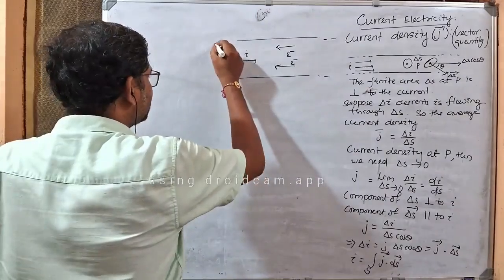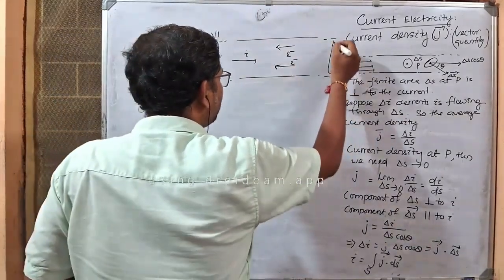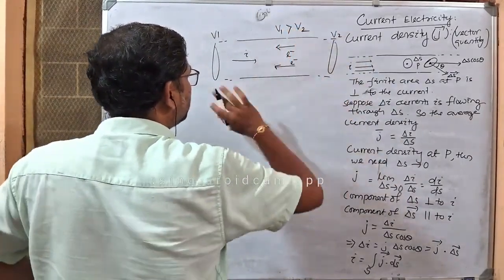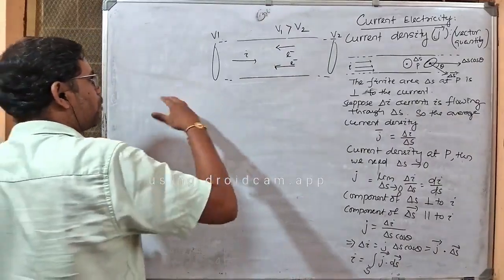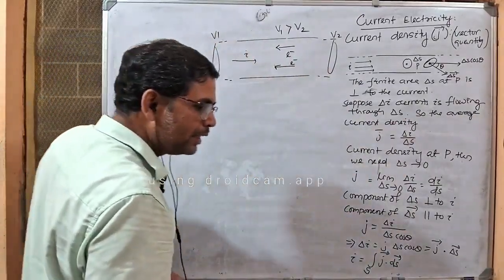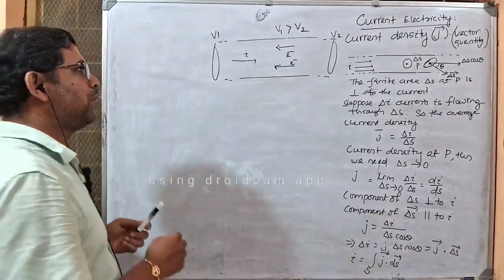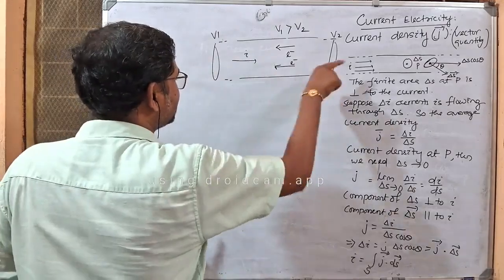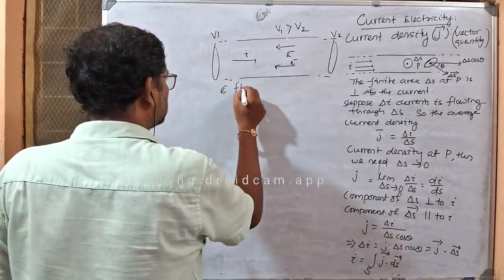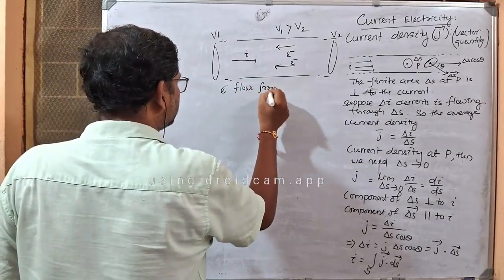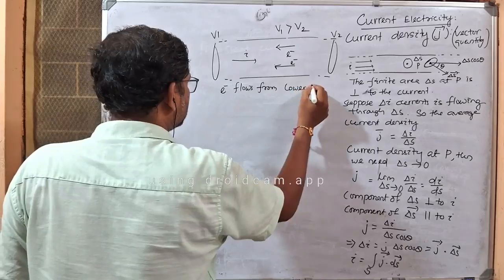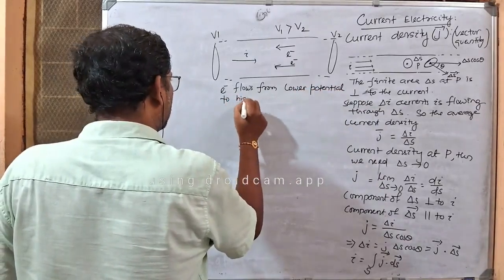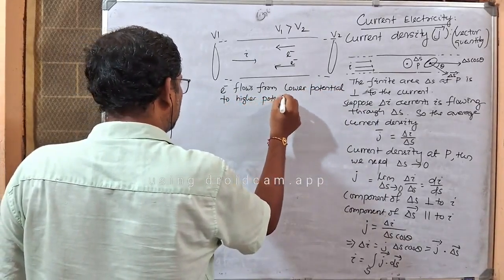If this side is potential V1 and this side is potential V2, then V1 has to be greater than V2. So current will flow from higher potential to lower potential. But the electron flows in the opposite direction of the electric field. Electric field is in this direction, so the electron flows from lower potential to higher potential.